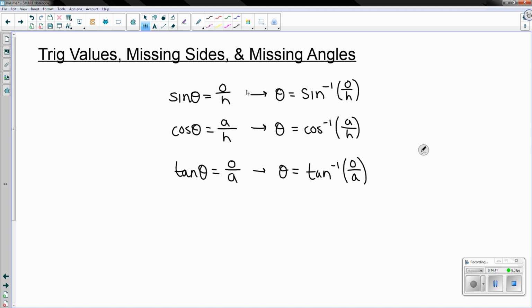So that's how you find trig values given sides for a specific angle, how you find missing sides, and how you find missing angles, all of which are found utilizing the trig definitions. The trig definitions are themselves an equation. We plug in what we have and solve for what we're looking for.